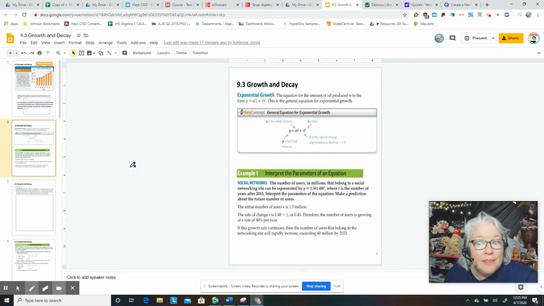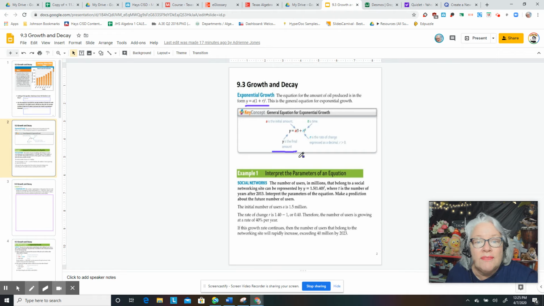All right, here's an example of an exponential growth problem. The equation for the amount of oil produced is in the form. There you go. That's a leftover from the previous example on the page before. Here is the formula all written out for you.